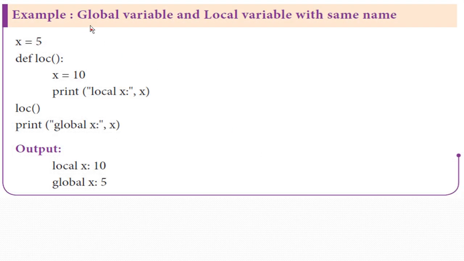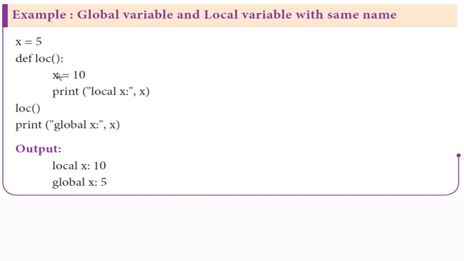Next example, global variable and local variable with the same name. In the previous example, we gave the global variable as x and the local variable as y. Here we are using the same variable name for the global variable and the local variable. Both of them have the same variable name, that is x. Here x equal to 5, this is the global variable. It is printed outside of the function loc. So global x value is 5.